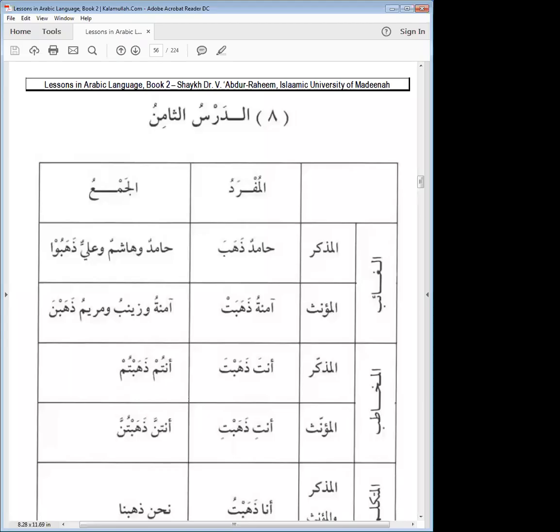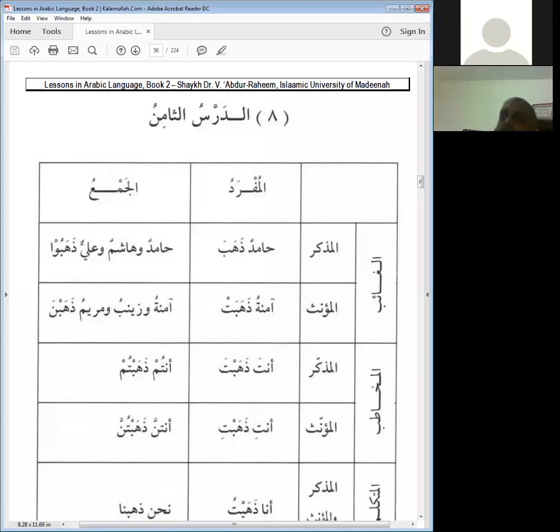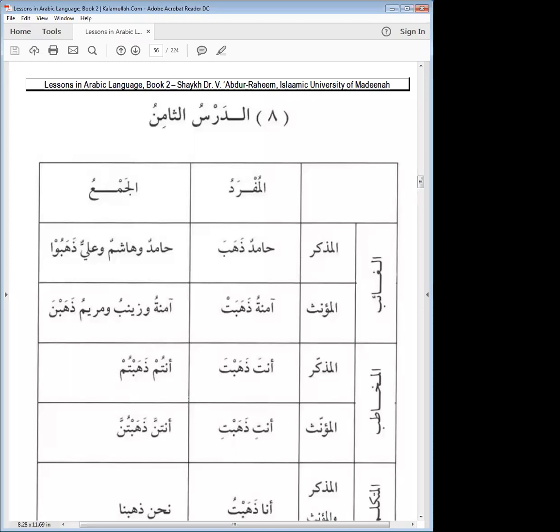There are three basic categories of verbs: the past tense verb, the present tense verb, and the command form. We have the conjugation for each category. In the case of past tense and present tense verbs, you have 14 different conjugations.